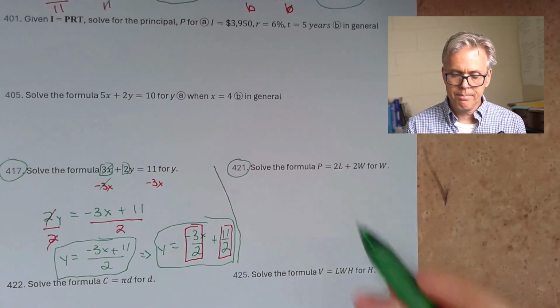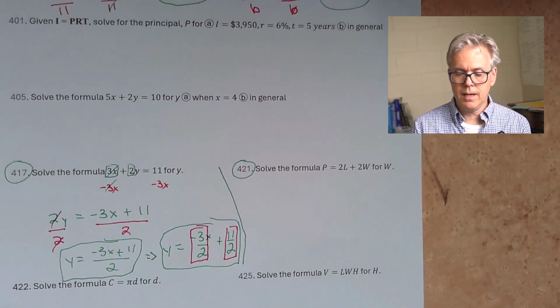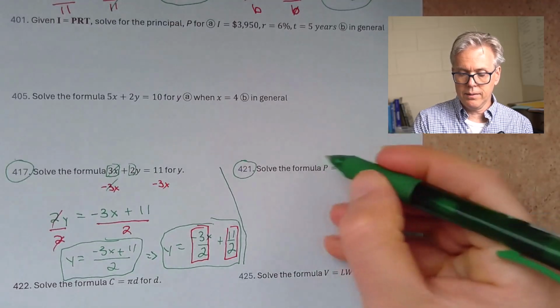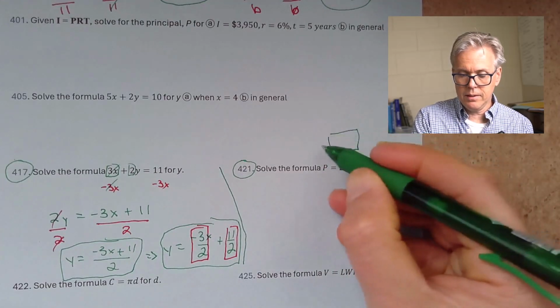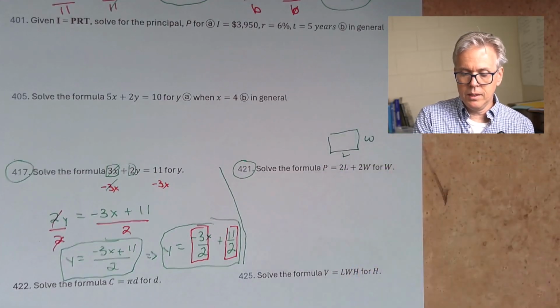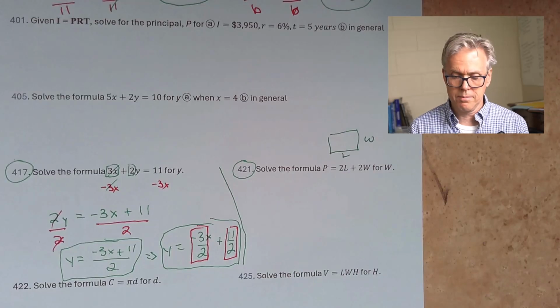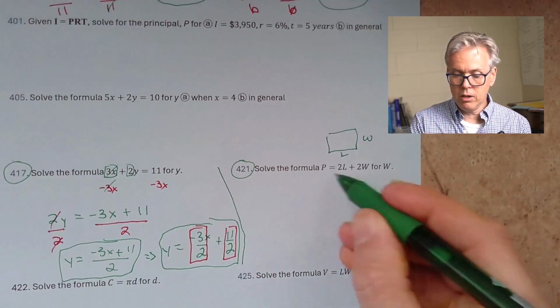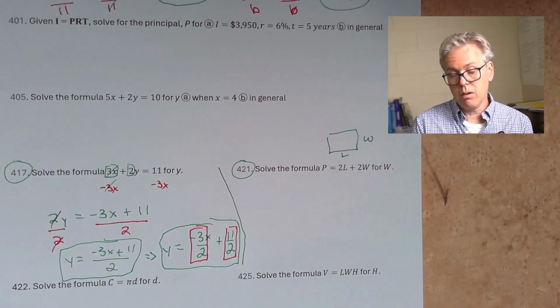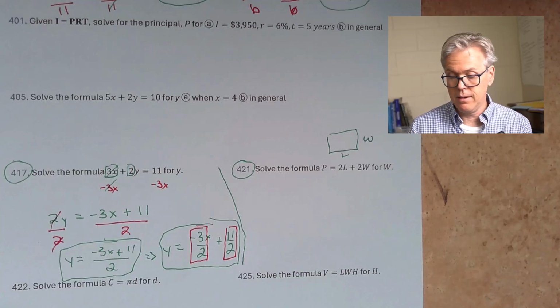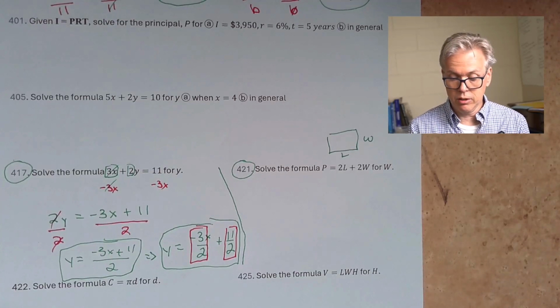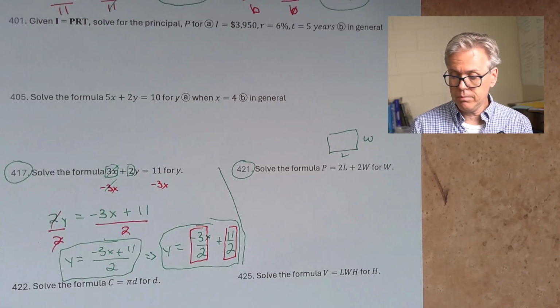Okay, one more here. So this is the perimeter of a rectangle, given the length and the width. Just imagine I've got a rectangle here, and I'm given some length and some width. It doesn't matter which one's a length, which one's a width, and we want to solve for the width. Maybe we know the perimeter and we know the length. What width do I need in order to have a certain perimeter and a certain length? So let's go ahead and do it.